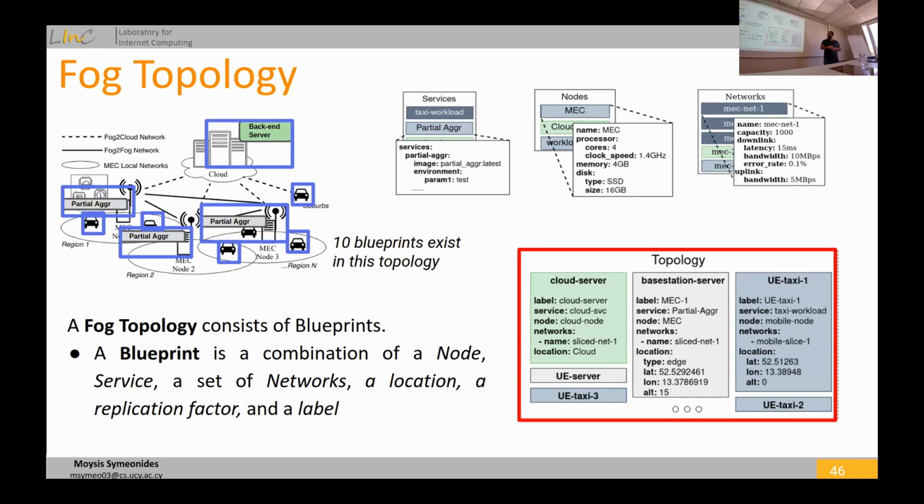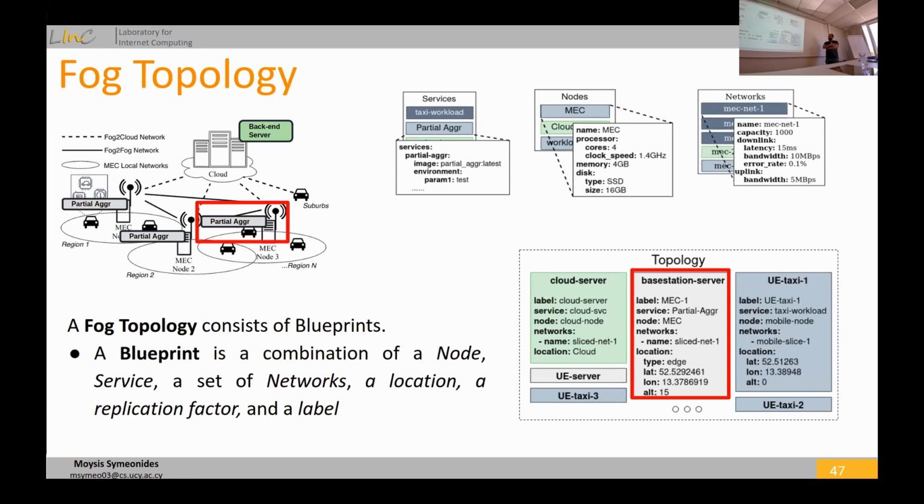So for instance, here we have 10 blueprints in each topology, and a blueprint is a combination of a node, a service that will run on top of this node, a set of networks that the node will be connected to, a location, either a geolocation or a virtual location like cloud, an optional replication factor, so the user can set the number of similar devices that the emulation framework will create, and the label, which is the identifier of the emulated node.